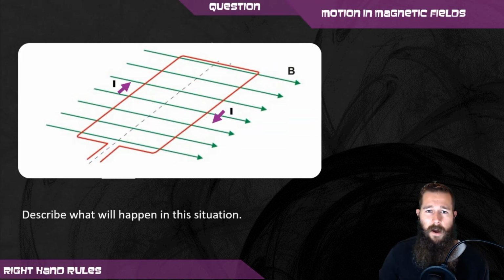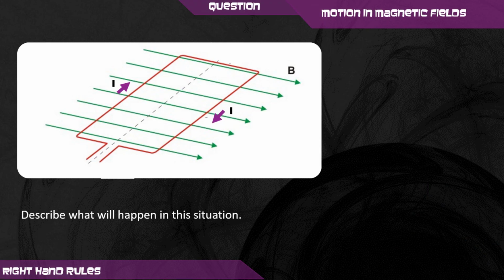So observing the wire in this magnetic field, determine what will happen to the wire. The best way to do this is to break this wire up into different sections and determine the force on it at those different sections based on the direction of the current.